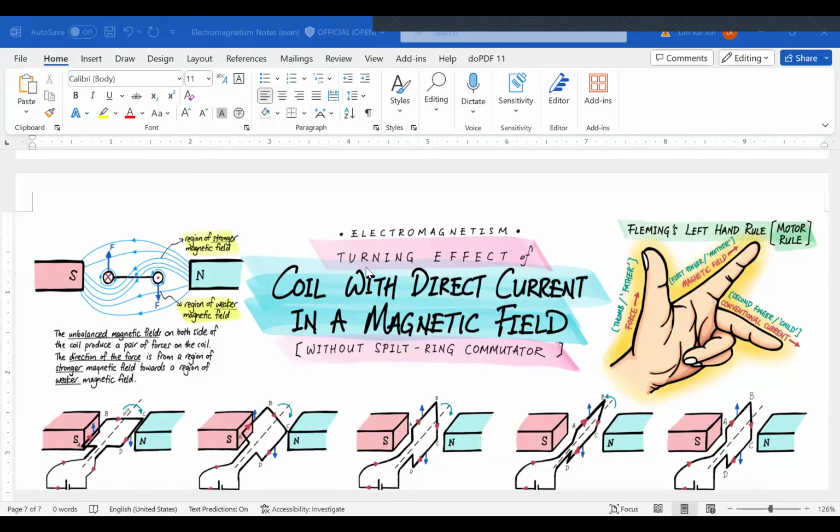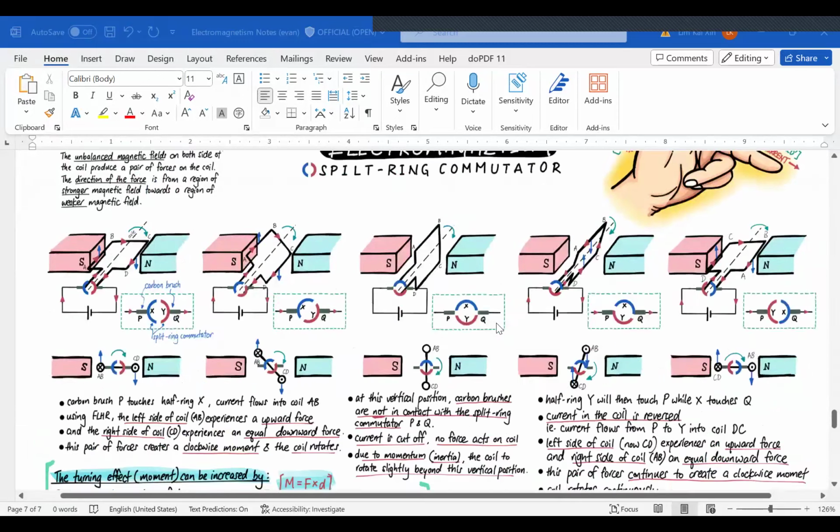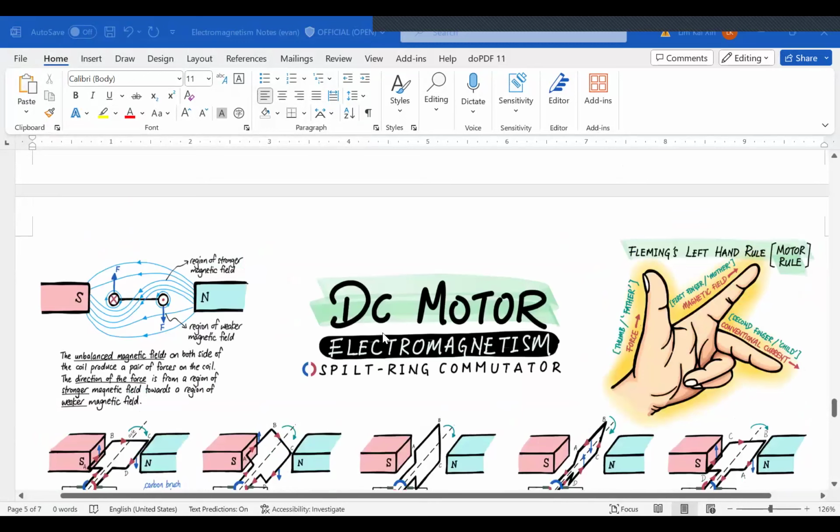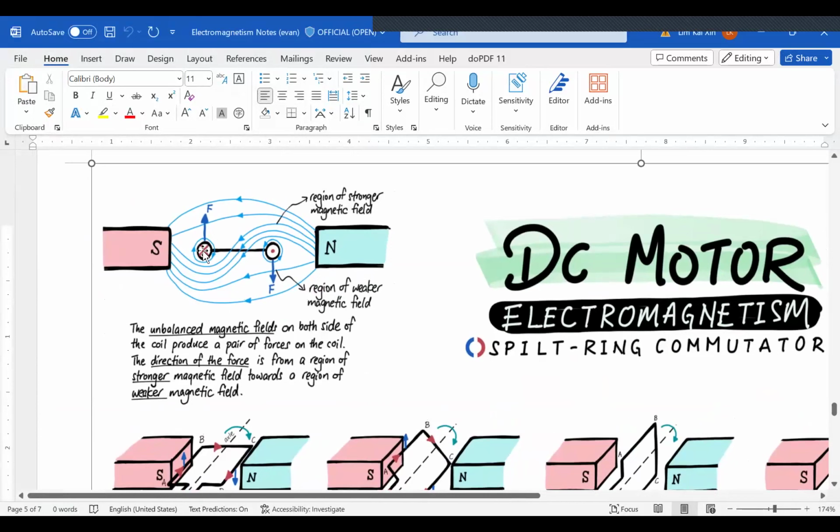It makes use of the turning effect of a coil with a direct current in a magnetic field. So let's go to the one with a split ring commutator. Why is there a force acting on the coil? Whenever current flows through it, as given by the explanation over here. You have a coil over here. Just now that diagram was a little bit 3D; now I put my diagram into 2D.